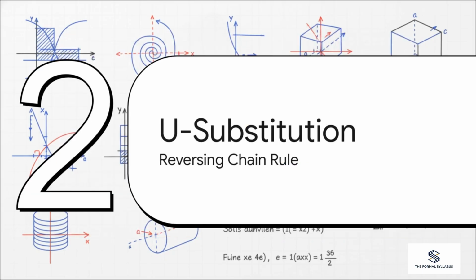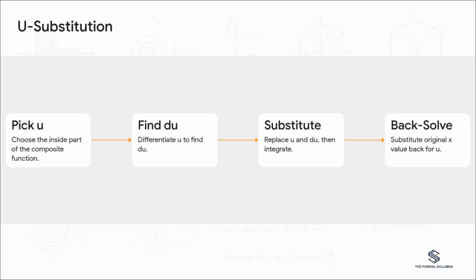Moving right along to Section 2, Unlocking U-Substitution, Reversing the chain rule. So now we're shifting gears from pure theory to the actual algebraic mechanisms of solving these integrals. U-substitution is our primary weapon to essentially undo complex differentiation. It is quite literally the reverse of the chain rule. Let's walk through these 4 steps together.